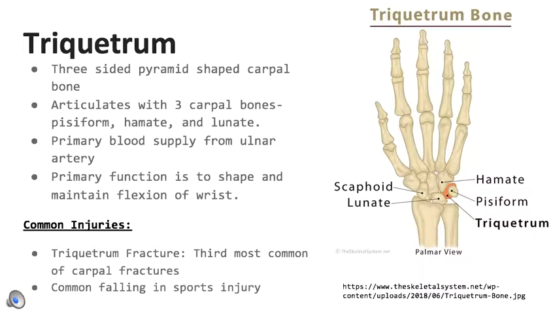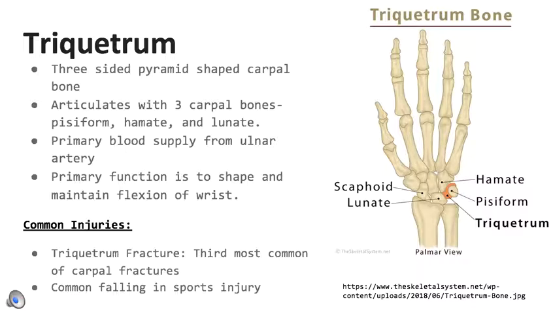The triquetrum is a 3-sided, pyramid-shaped carpal bone. It articulates with 3 other carpal bones, the pisiform, hamate, and lunate. The primary blood supply is from the ulnar artery. The primary function of the triquetrum is to shape and maintain the flexion of the wrist. Its name is derived from the Latin word triquetrus, which means having 3 corners. The distal concave surface is meant for the hamate and is the largest of the articular facets.